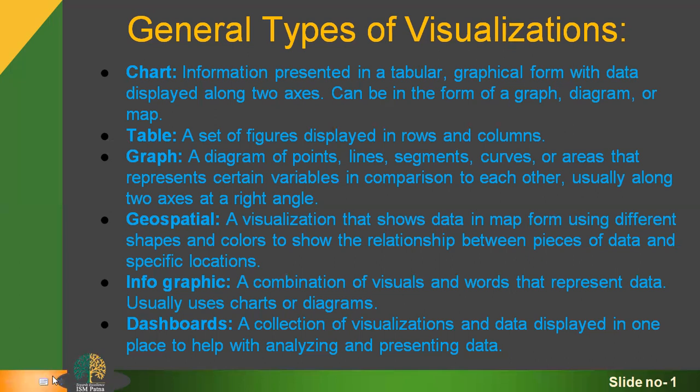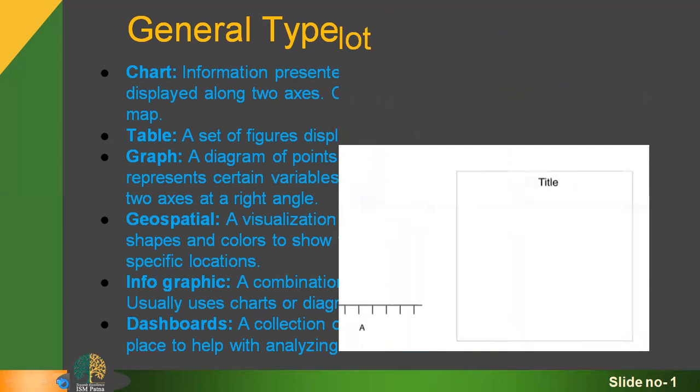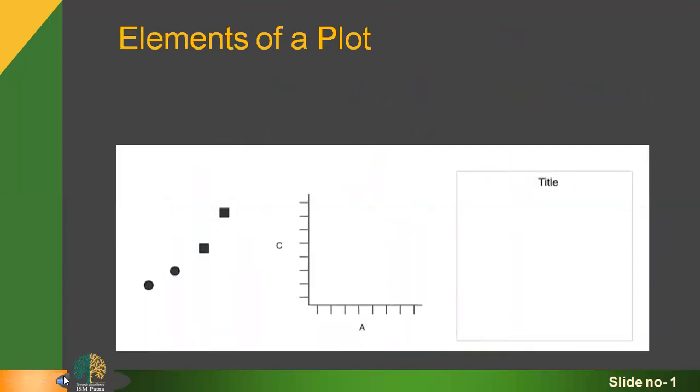Okay, so dashboards, charts, graphs, tables, geospatial, and infographic. These are the categories of visualization which can be generated for the results which you have prepared. Okay, fine. So what is here? Do you understand? I have put a heading, elements of a plot. So before understanding this, let me explain what the term plot represents.